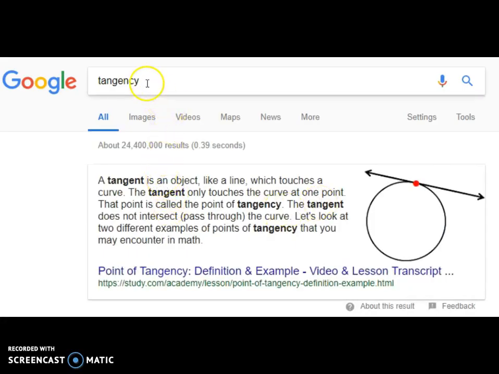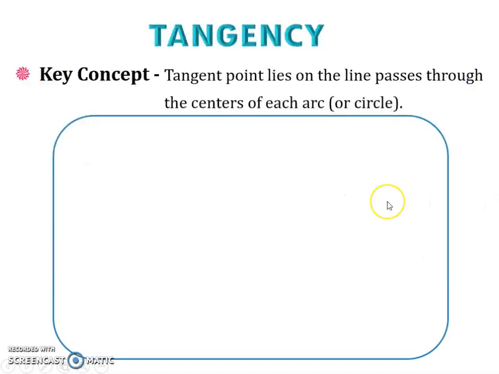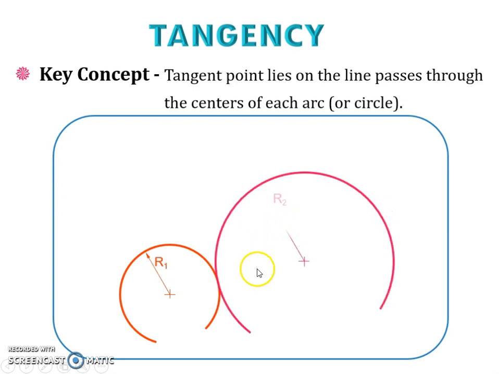If you try to find the word tangency on Google, you'll find this definition. Tangency means a tangent, an object like a line, something like this one, that touches a curve. The tangent only touches the curve at one point. So this red color is the tangency point, called the point of tangency. It only touches at one point on the arc. In an arc, you can see the tangent point is touched like this.